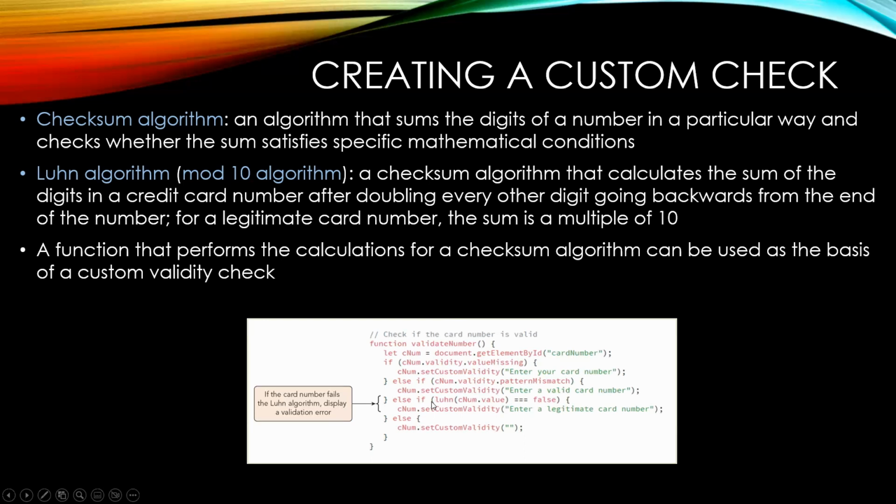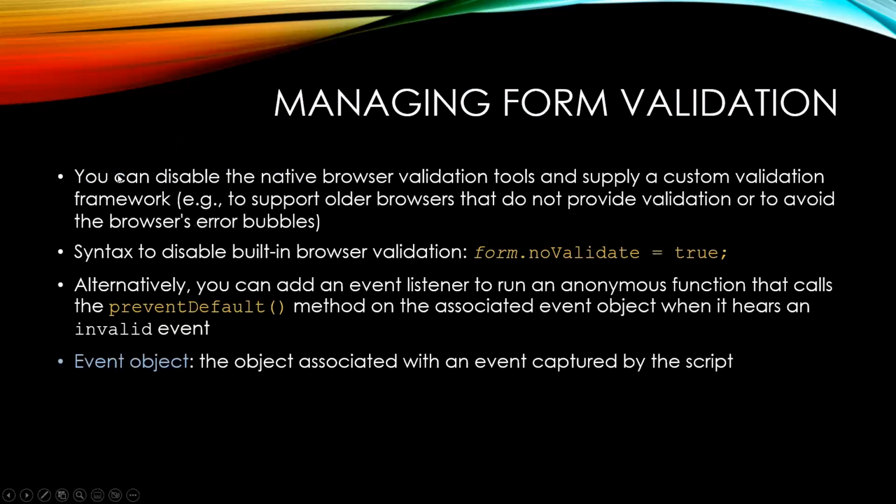If I look down here, the Luhn algorithm actually is something that we can look at in JavaScript, and it is already a built-in method. So if the credit card number fails the Luhn algorithm, then that means that it is not a legitimate card number. So I add into my validation of the number the addition of this Luhn algorithm, and that allows me to decide whether it's a valid number or not.